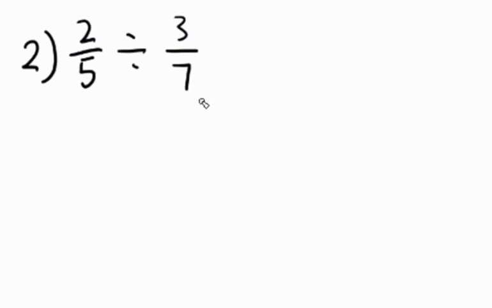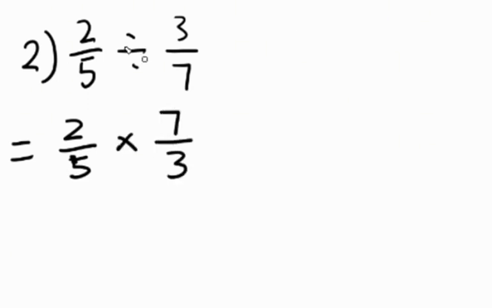So we will turn the second fraction into its reciprocal, which is just to flip it. So 2 over 5 multiplied by 7 over 3. Since we can't simplify any of these numbers, we'll just multiply them like usual. So 2 times 7 would equal 14, and 5 times 3 would equal 15. And that is our final answer.